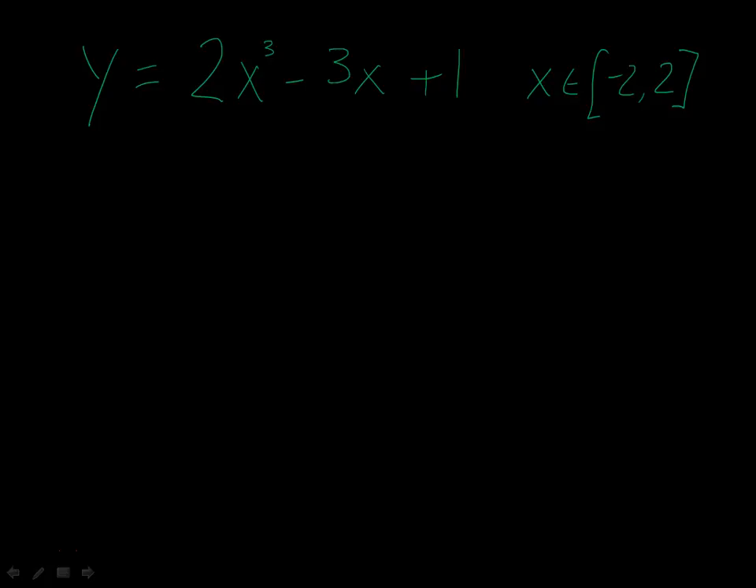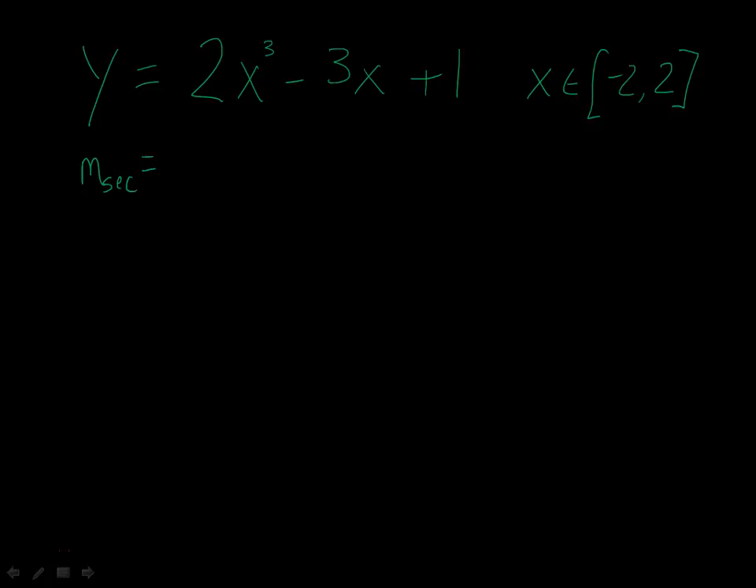And so we want to find, is there a point on this graph where our tangent slope equals our secant slope? Or where do we have an instantaneous rate of change that is equivalent to our average rate of change? So first off, let's find our average rate of change. Let's find our secant slope.